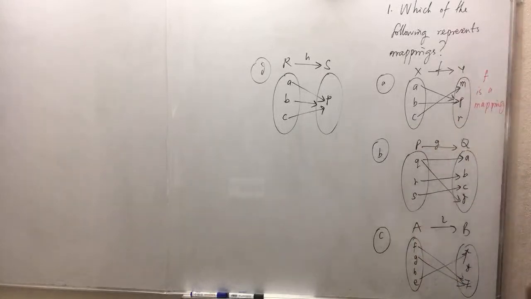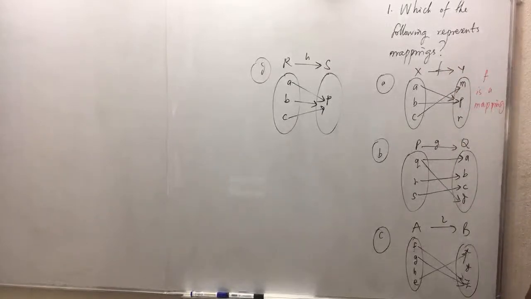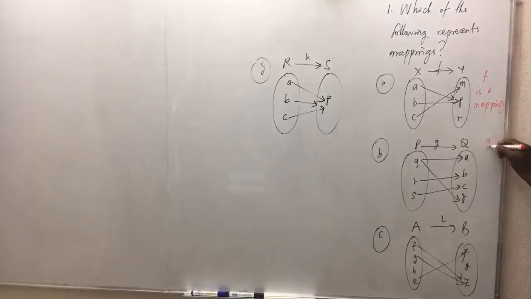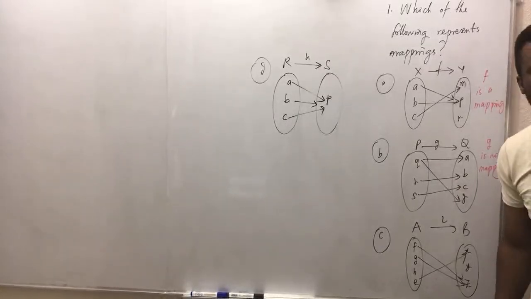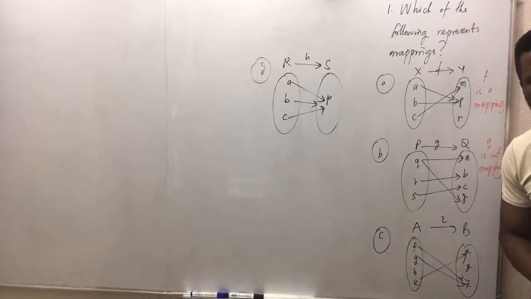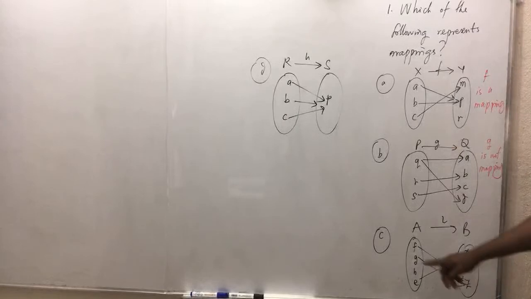So based on that, although the relation G satisfies condition number 1, it has failed condition number 2. So what would be our conclusion? We would conclude that G is not a mapping. So G is not a mapping because it has failed condition number 2, uniqueness property. Let's go over to C.